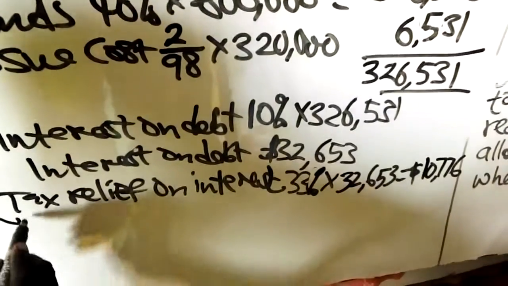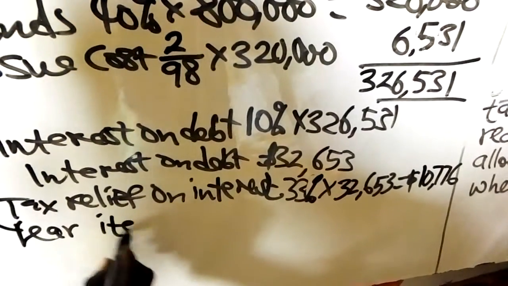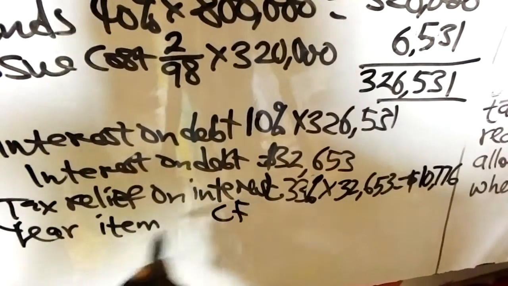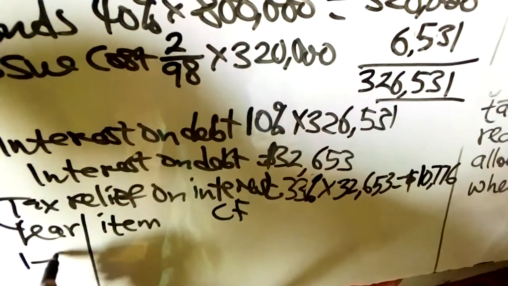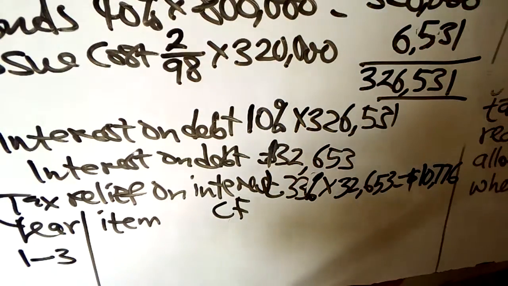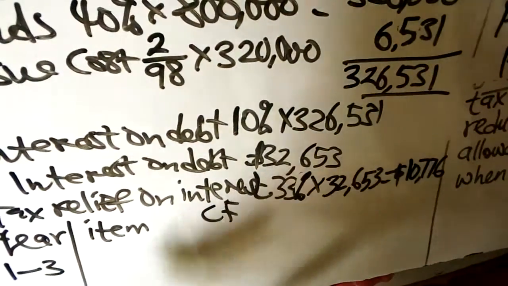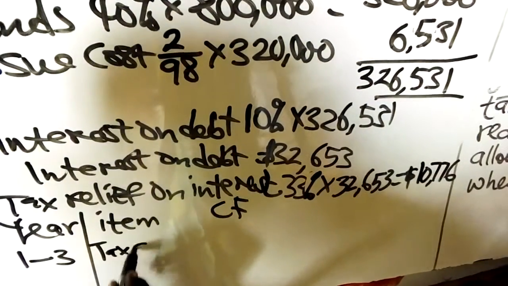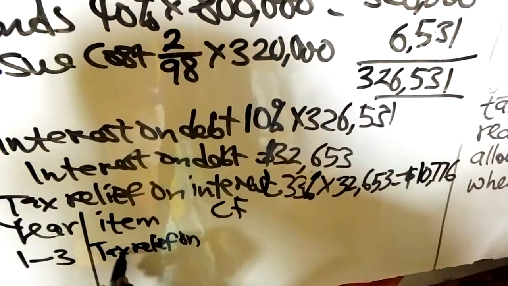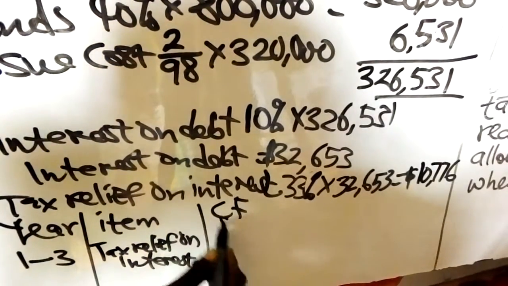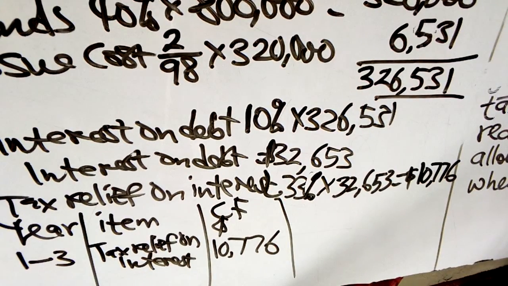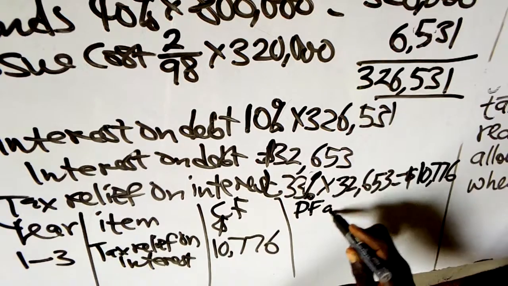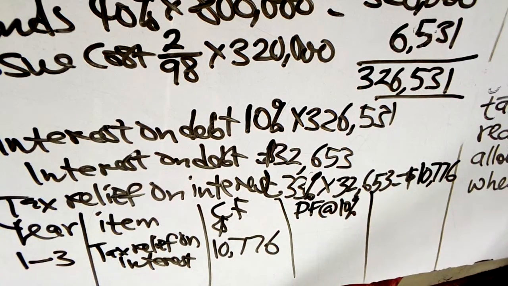So we have the year, the item, and the cash flows. Noticing this interest will be payable annually, it will be paid from year 1 to 3, since the project lasts for 3 years. And the taxes are payable the same year. So the tax relief on interest is 10,776. Then the cumulative discount factor at 10%, the risk-free rate, for year 1 to 3 is 2.487.